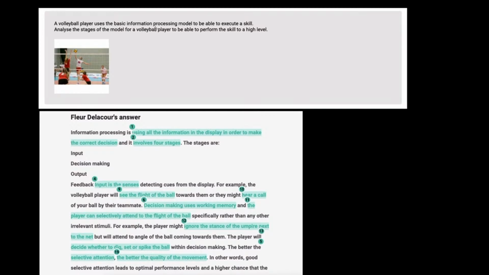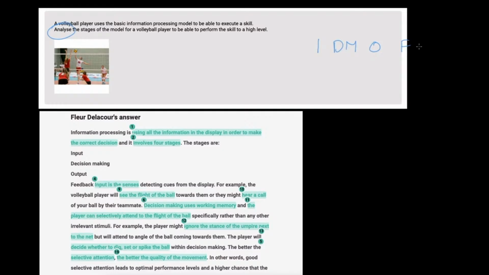A volleyball player uses basic information processing models to be able to execute a skill. We agree. Analyze, which means break down and explain, is perfect for our information processing, because of course we've got input, decision making, output, feedback. We've got those.